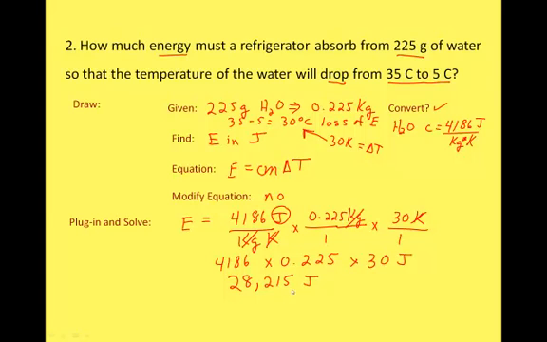Too many digits. So what are we allowed? We've got 2 digits in one measure, 3 digits in another measure, and 4 digits in another measure. So that allows us to use only 2 sig figs in our answer. So we've got to reduce this down from 28,000. We can just say 28,000 joules, rounding it. Another possibility would be 28 kilojoules, which is simpler to say. And that would be a nice final answer.